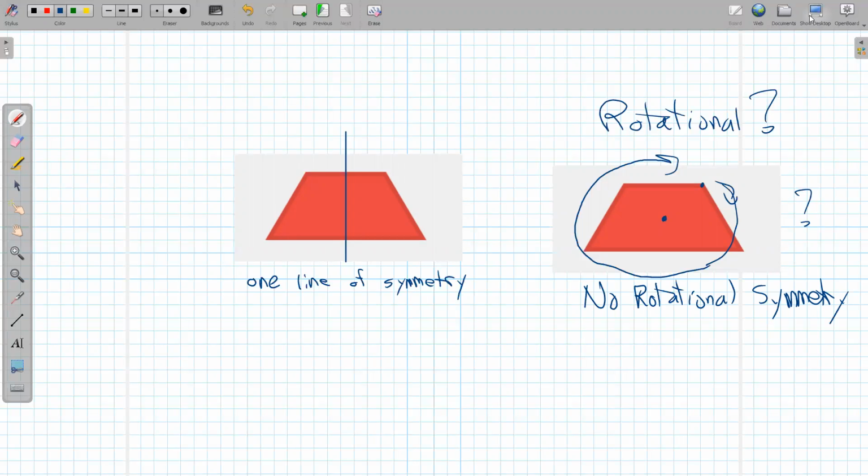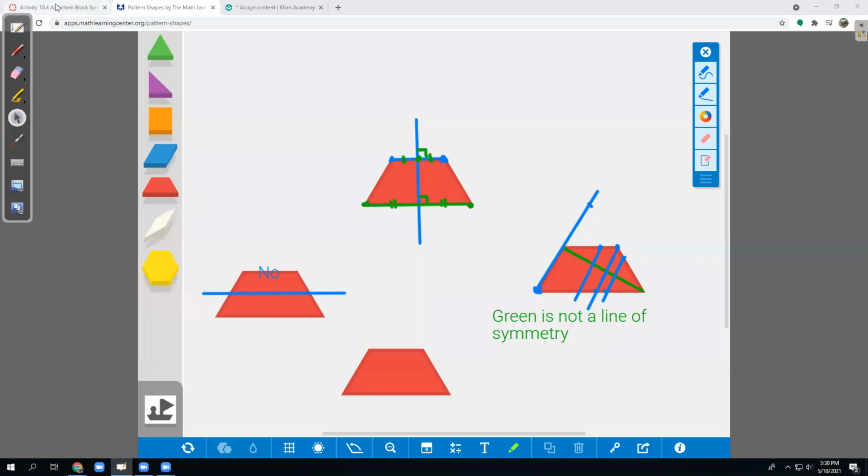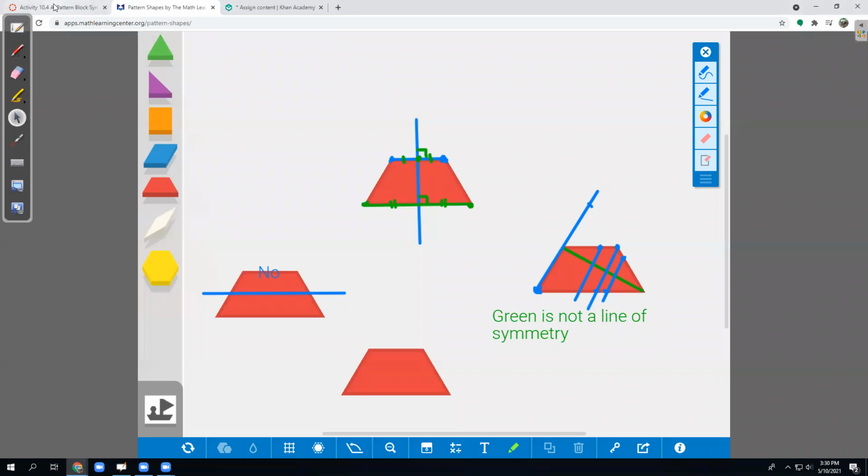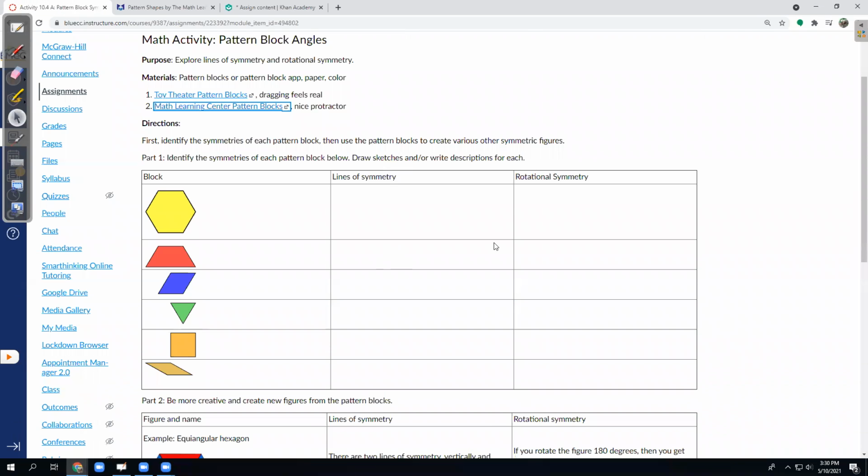All right, let's take a look at the activity. So the activity here, a couple of things. We want to identify lines of symmetry, and we need to make some sketches to figure that out. Those sketches could be done on paper or they could be done in the app here. And we also want to identify rotational symmetries if they have any.